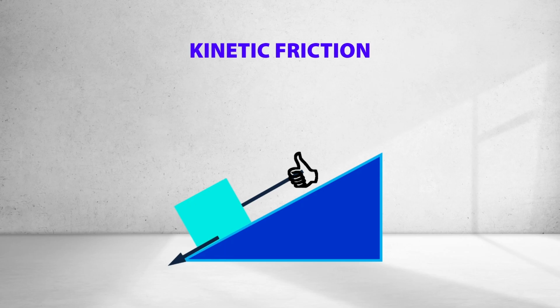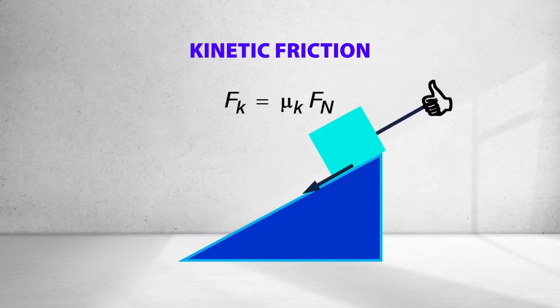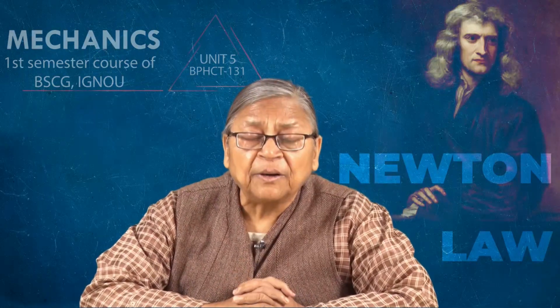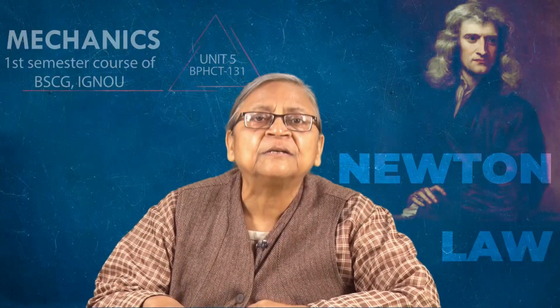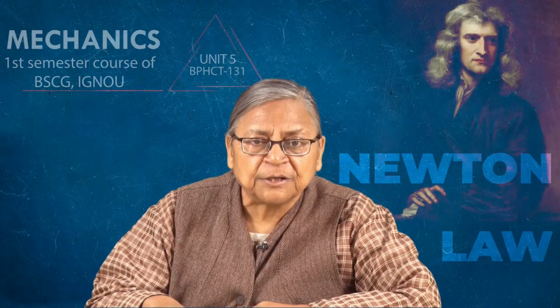Now if you are pulling the box up the inclined plane, then again Fk is opposite to the direction of motion. So it is shown by the black arrow here. Fk is equal to mu k Fn. So always draw the force of kinetic friction opposite to the direction of motion of the object. So always remember that the force of friction acts in the opposite direction to the object's motion.